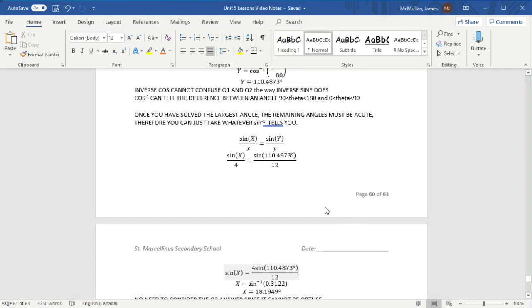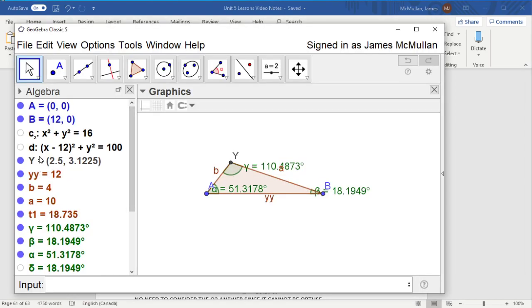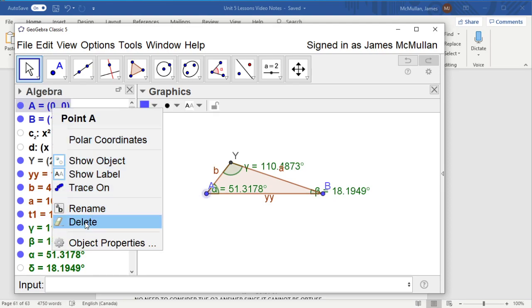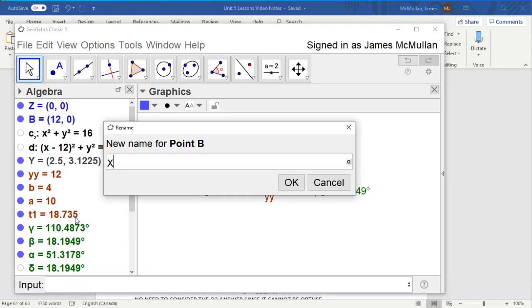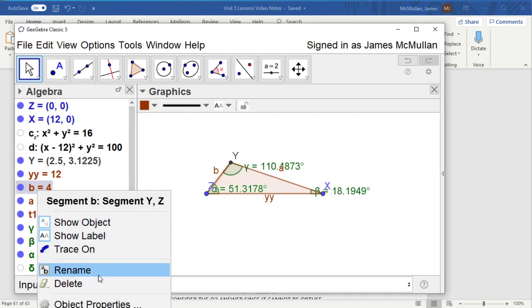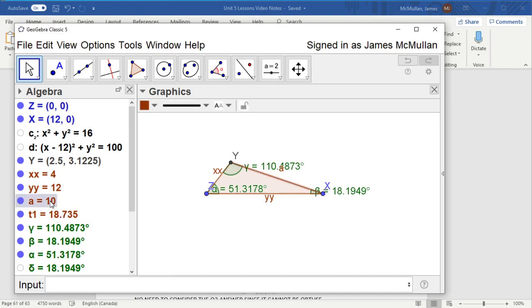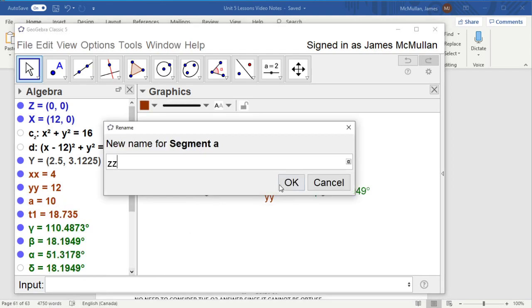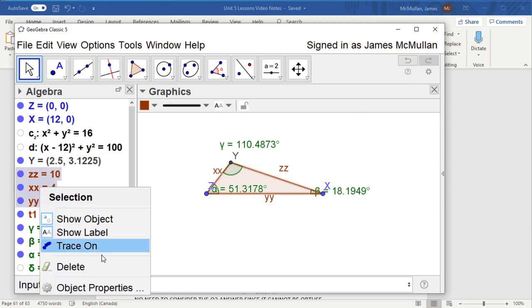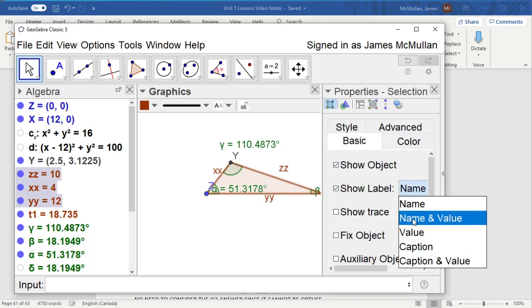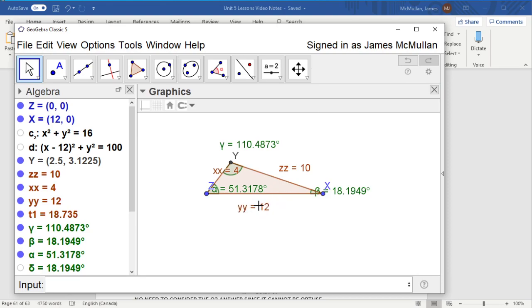The bottom left corner is the 51-degree angle. That's Z. The bottom right corner was X, which means side B I'm going to rename to XX, and side A I'm going to rename to ZZ. So this is what your solution looks like.